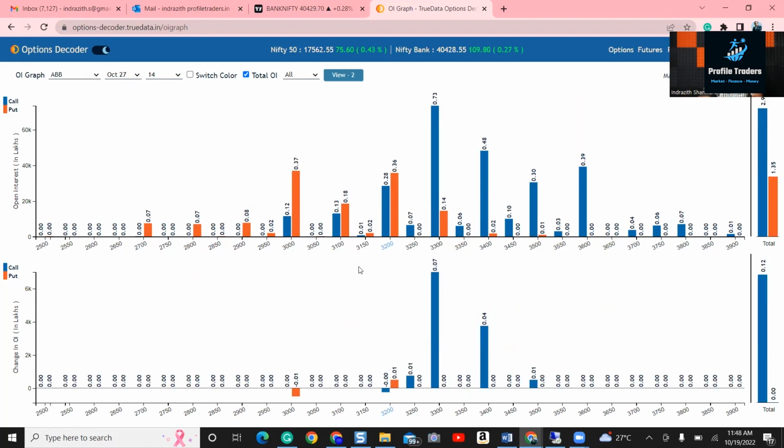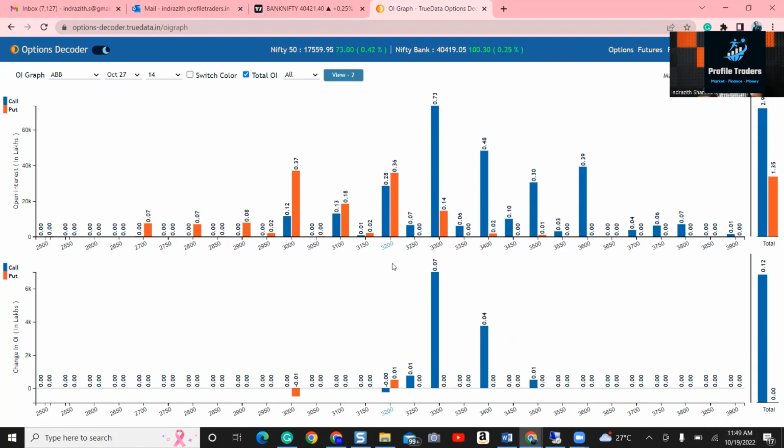So ABB is very clear. Current market price is around 3,200, but the majority of the OI stands at 3,300. Today's change also came at 3,300, the majority change. So what it indicates is big players are selling the 3,300 call option, which means they are anticipating the price will not go up above 3,300 in this month. I think around 10 days are remaining for the current month.